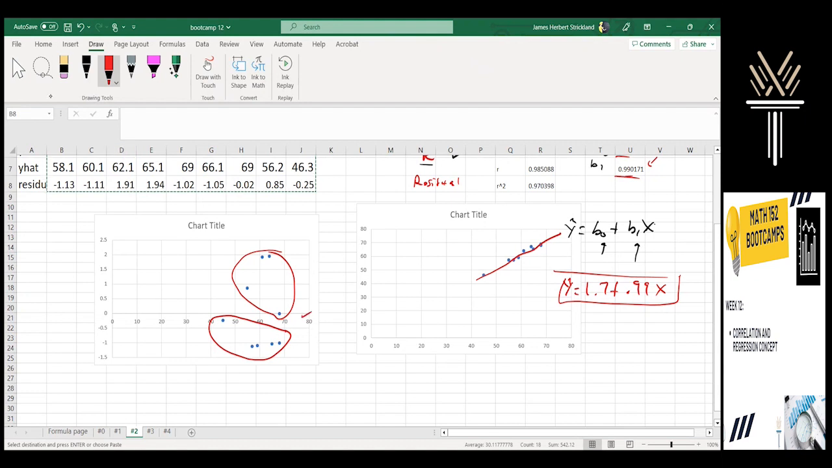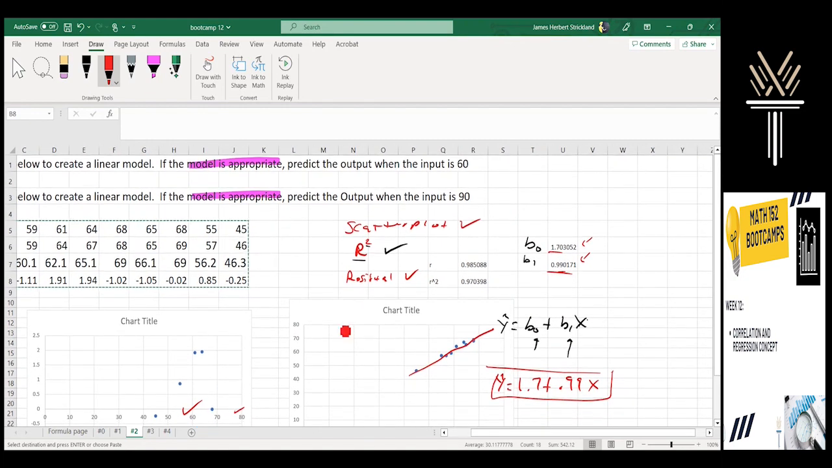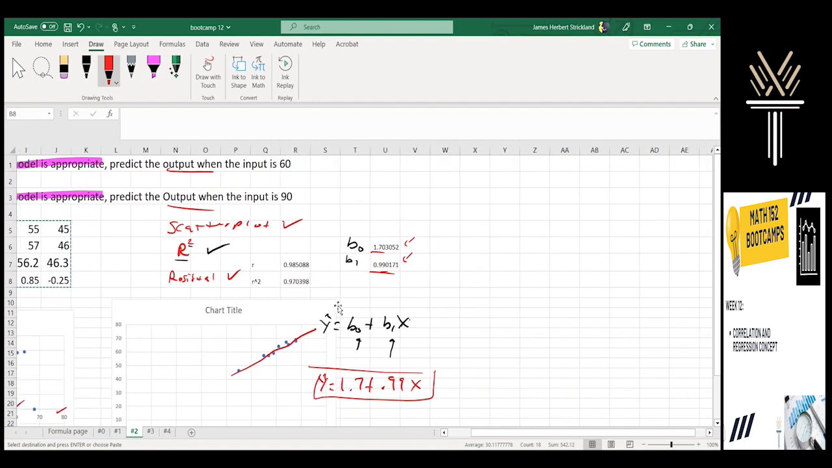And does that look like a pattern to us? Do we see a rainbow pattern or some kind of nice, easy wave? We don't, right? It's just kind of random dots all over the place. And so this is a sign of being about equally split and random, and so it's a good residual. Since all 3 things seem to hold up, it does seem to be a good model. That means we can now make predictions. We can predict the output when we know the input.